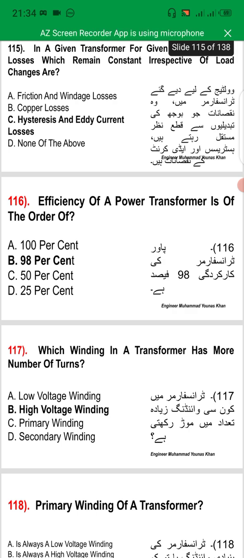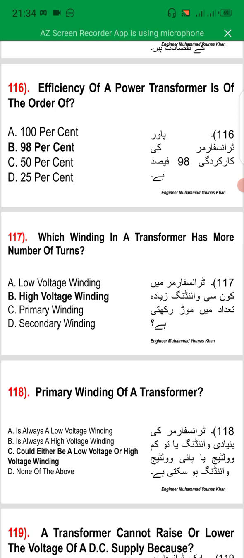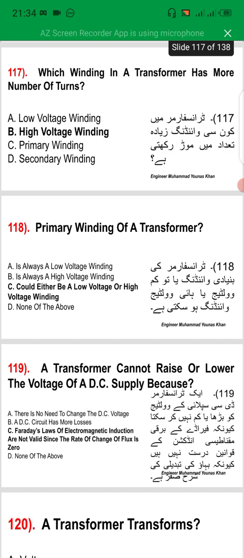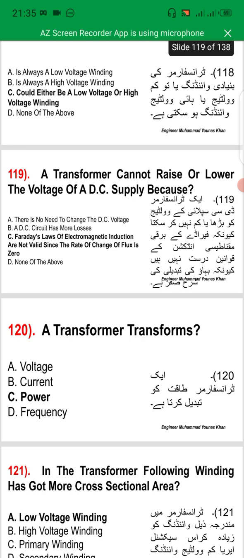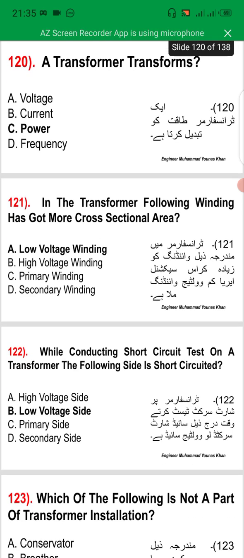Which winding in a transformer has more number of turns? High voltage winding. Primary winding of a transformer could either be a low voltage or high voltage winding. A transformer cannot raise or lower the voltage of a DC supply because Faraday's laws of electromagnetic induction are not valid since the rate of change of flux is zero. A transformer transforms power. In the transformer, the following winding has got more cross-sectional area: low voltage winding.